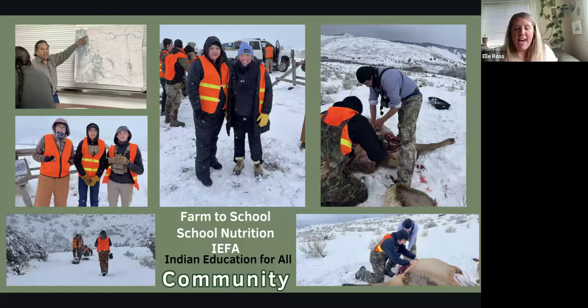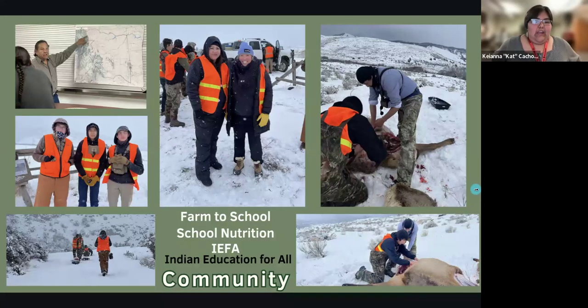So I'll tell Kat, you can go ahead and take this over with the next few slides about our bison hunts that we've been doing. Yeah, so here at the top left, that is our wildlife and fish game officer. And he comes in and explains to the kids the perimeters of our Crow lands, and kind of explains what you can and can't do.